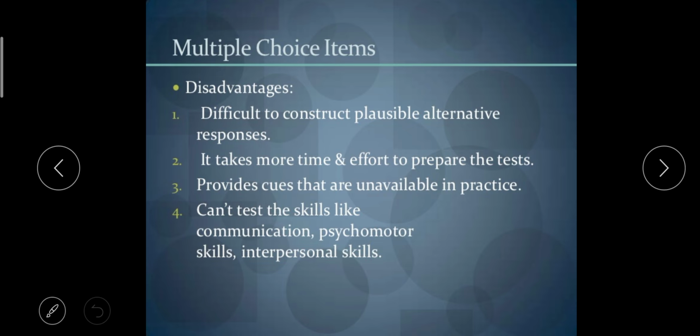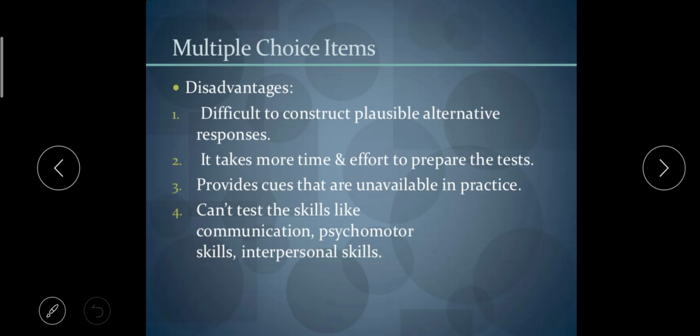Disadvantages: it is difficult to construct plausible alternative responses. It takes more time and effort to prepare the test. It provides cues that are unavailable in practice and cannot test skills like communication, psychomotor skill and interpersonal skill. So these are some disadvantages of objective type questions.